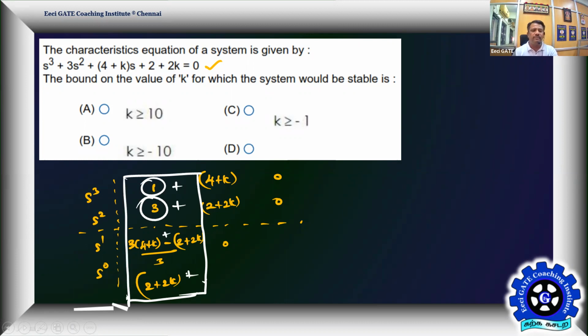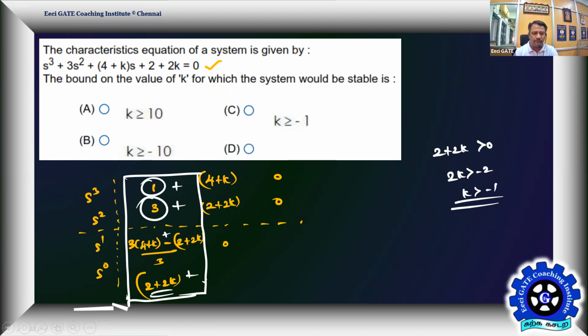The bound on the value of k for which the system would be stable means, first take the easy bound, that is 2 plus 2k should be greater than 0. That means 2k should be greater than minus 2. So k should be greater than minus 1 is the first condition. So k greater than minus 1, the system may be stable.